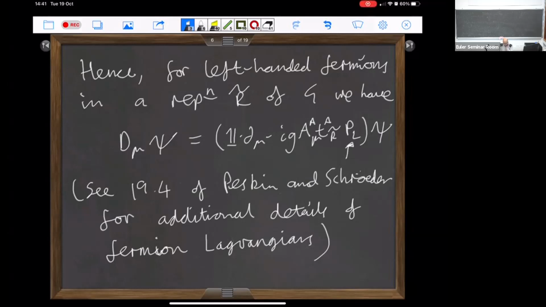For those of you that want to play around with this a bit more, Peskin and Schroeder in section 19.4 give a few more details. They play around with these Lagrangians a bit more, and sometimes that could be useful.